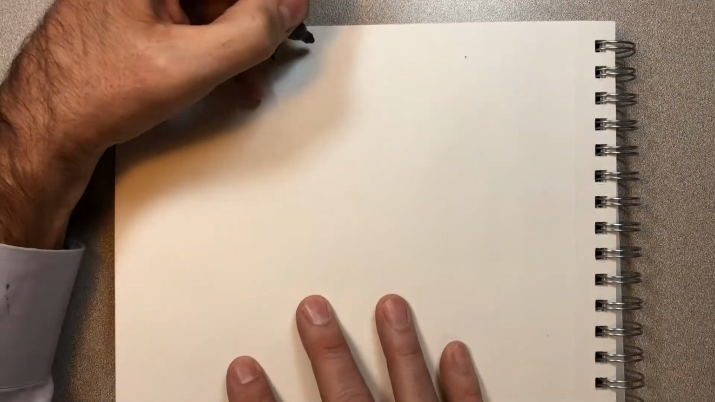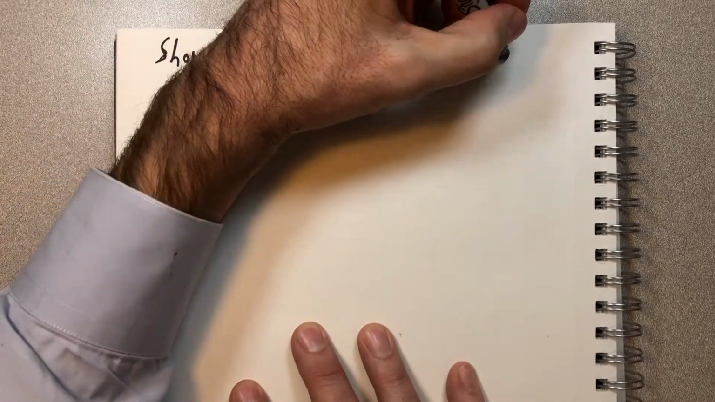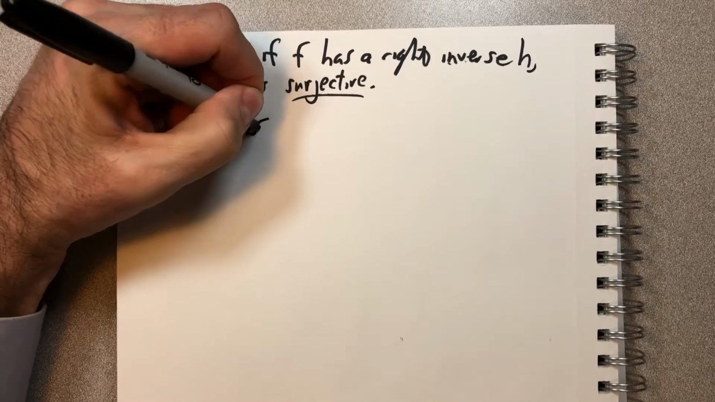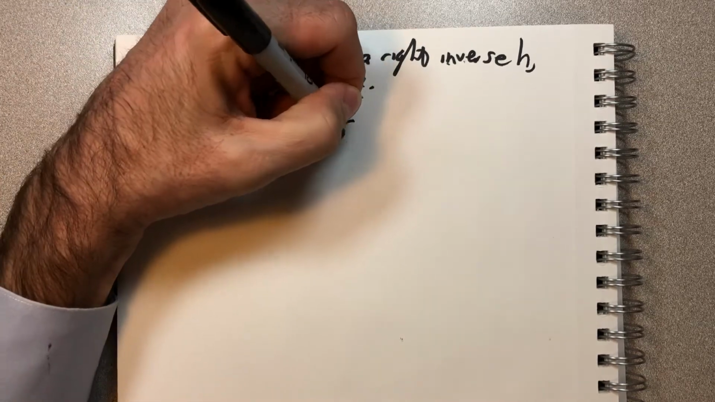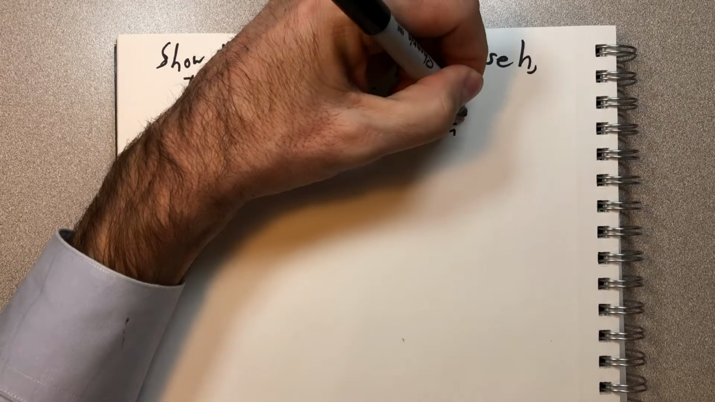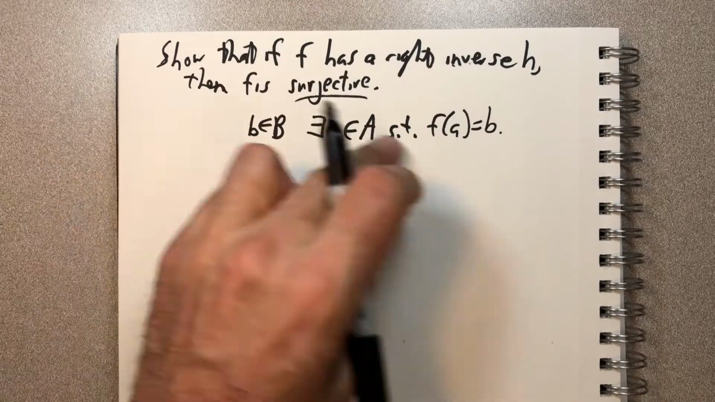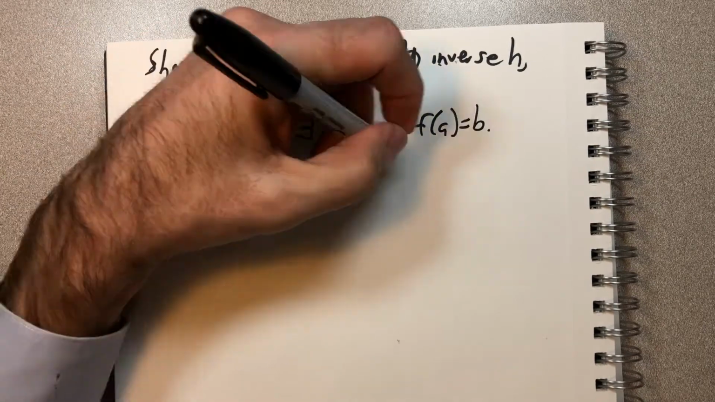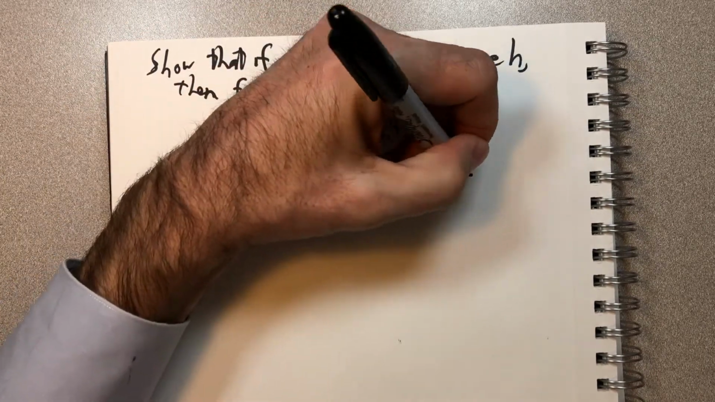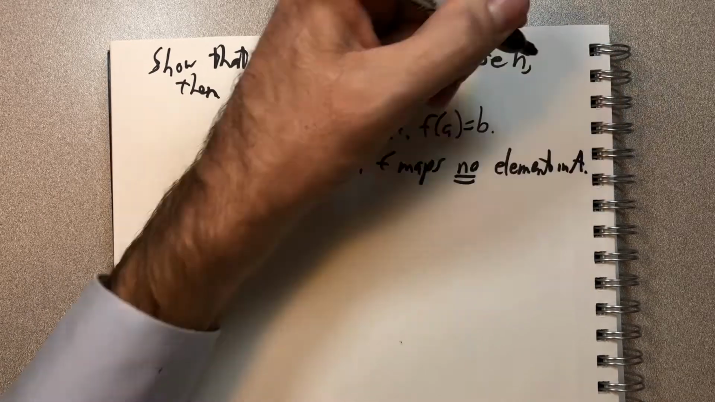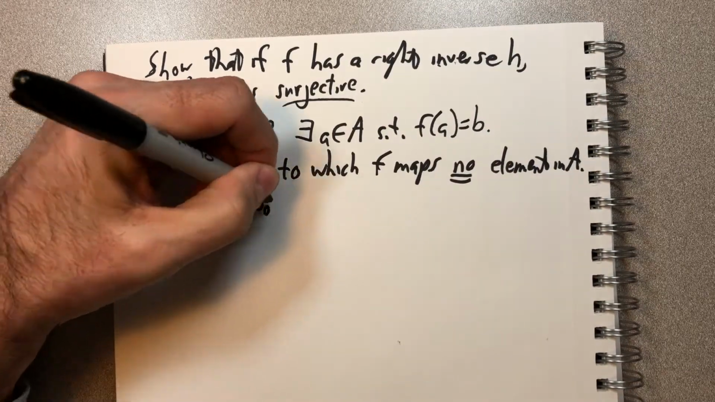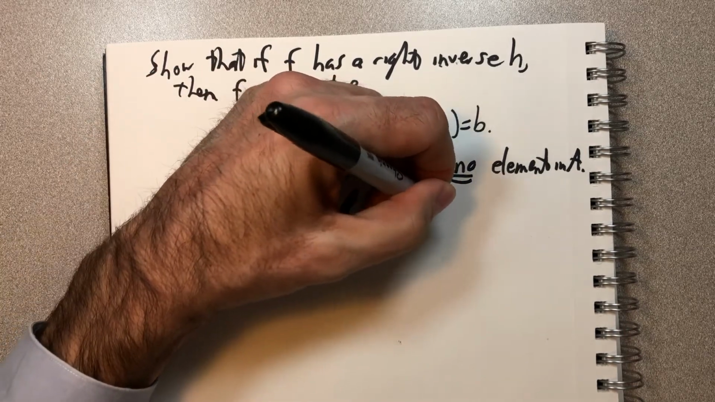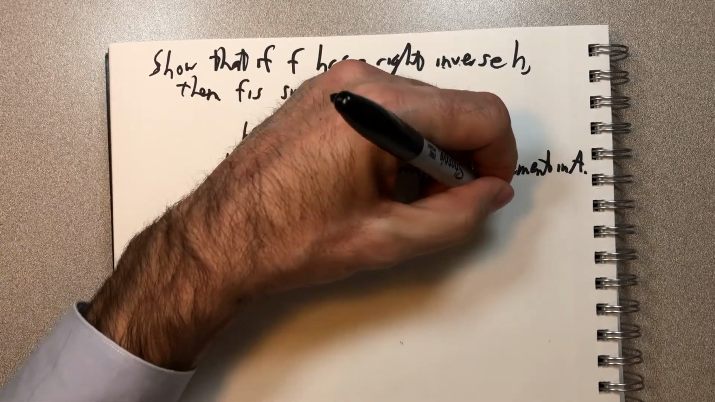Now let's show that if f has a right inverse h, then f is surjective. Now, surjective means that for every b in B, there exists at least one a in A such that f of a equals b, right? That's what surjective means. So if f is not surjective, that means that there exists a b0 in B to which f maps no element of A. In other words, b0 does not equal f of a for any a element in A.